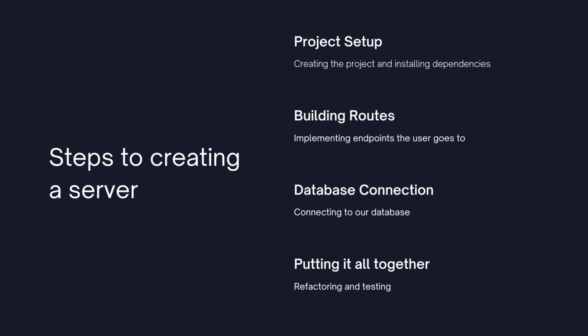To create our server, we're going to follow 4 steps. The first is going to be project setup. This is where we're going to create our project folder and run the commands necessary to get started with our project. The second step is building the routes. This is where we define the different endpoints that the user has to go to access our server. The third step is setting up the database. This is where we're going to define what the structure of the data we want to store looks like, and we're going to connect to our database. And in the final step, we're going to put everything we built together, and we're going to refactor our code, and we're going to test out our server.